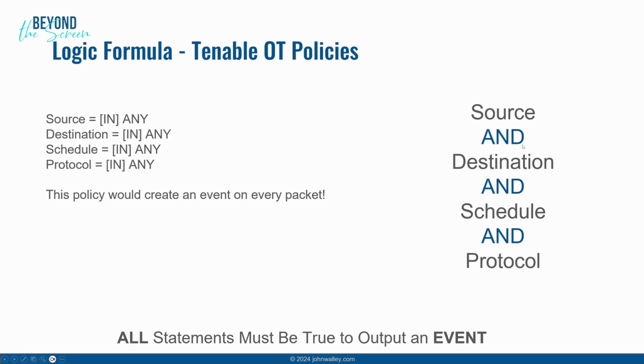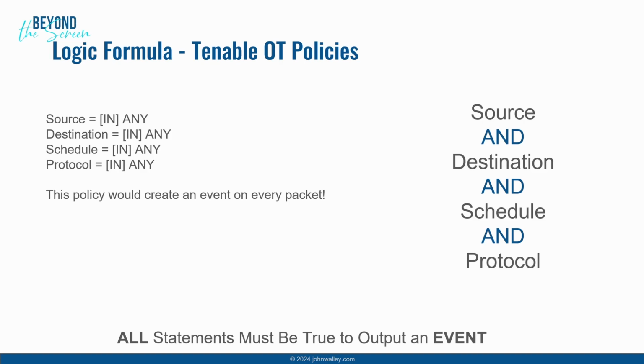And this is important, that this source and destination and schedule and protocol. So for each one of these, remember, and statements, every statement has to be true in order to create a policy. But because we said any on every one of these, everything would be there because we said any protocol at any time, at any destination, and any source would create an event. Well, we don't want that in the real world.